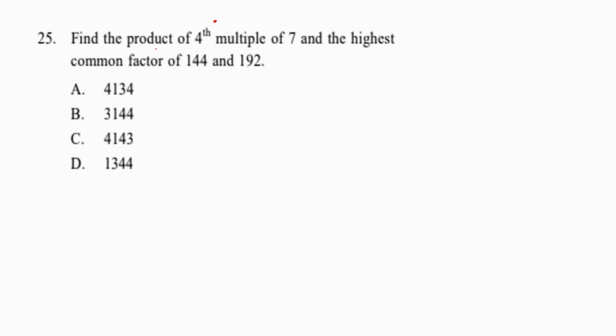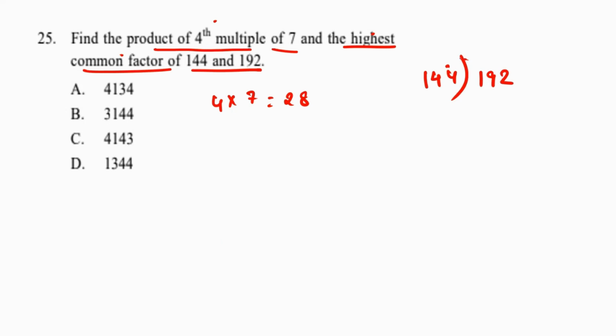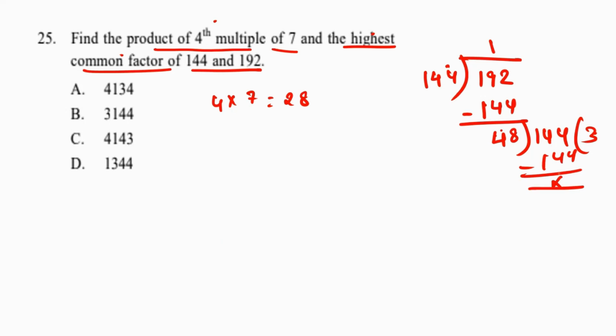Moving on to the next question. Find the fourth multiple of 7. Fourth multiple of 7 is 28. Okay. Next, we need the highest common factor, or HCF, of 144 and 192. To find the highest common factor, since they are 3-digit numbers, we can use the long division method. That would be quick. So 192 divided by 144 is 1 time. That would leave us 48 as the remainder. Next, 144 would step down, and 48 3 times is 144. Since there is no remainder, the HCF is 48.